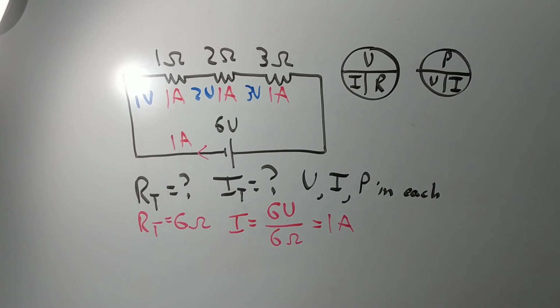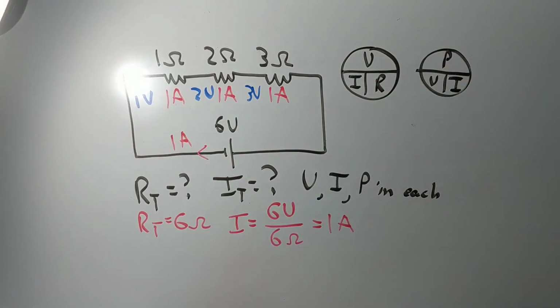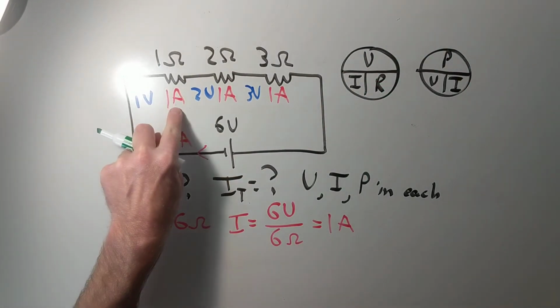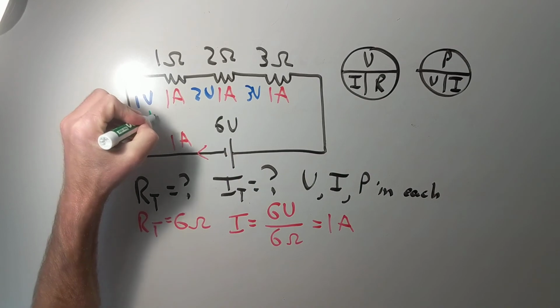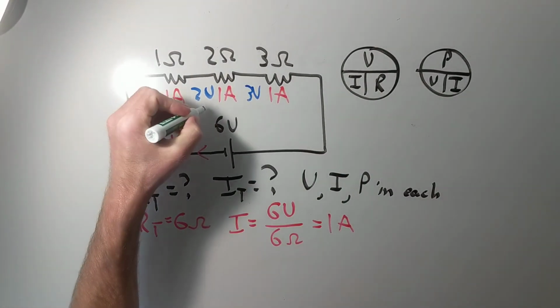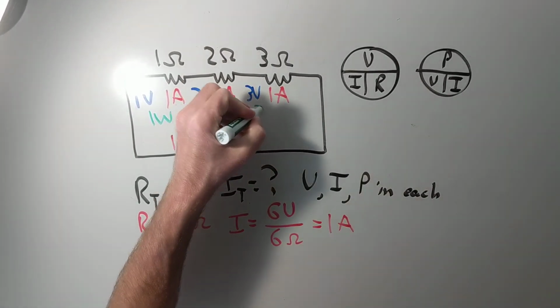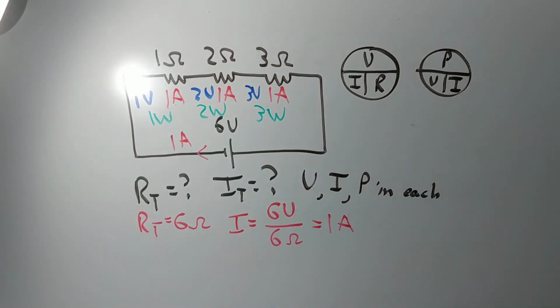Now let's look at the power output. In the power output, we can figure out what's going on with that too. I'll use a different color as well. Power is voltage times current. So voltage times current, 1 times 1, that gets me 1 watt. 2 times 1 gets me 2 watts. 3 times 1 gets me 3 watts.